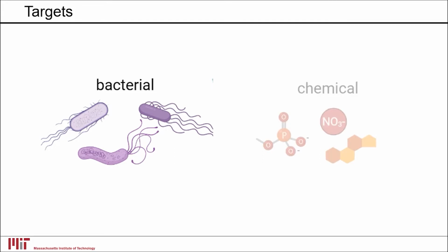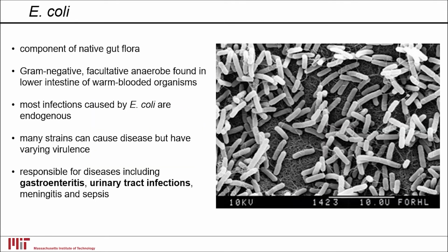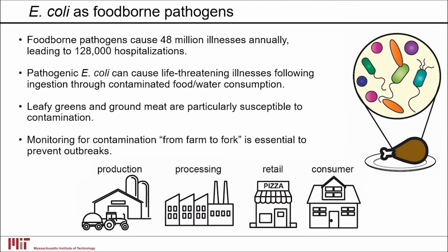And the first story I'm going to discuss today is bacterial pathogens. Specifically, we're interested in looking at E. coli. They're a component of our native guts, and most infections caused by E. coli are actually endogenous. So that just means that E. coli from our bodies migrate to places where they shouldn't be. And although many different strains exist, they have varying virulence. And the most common ailments caused by E. coli are gastroenteritis and urinary tract infections.